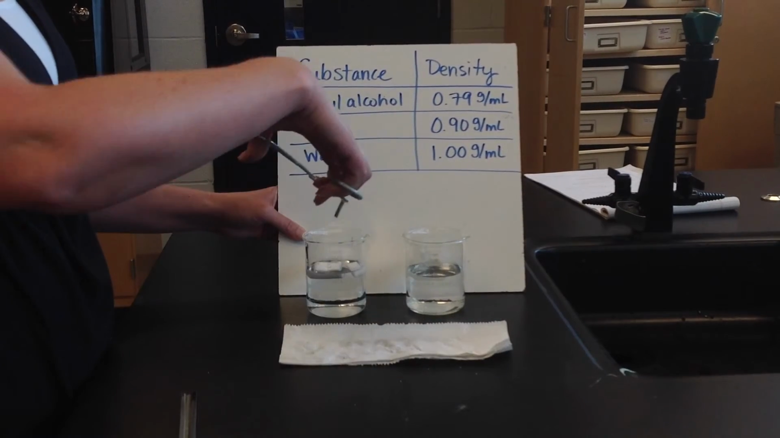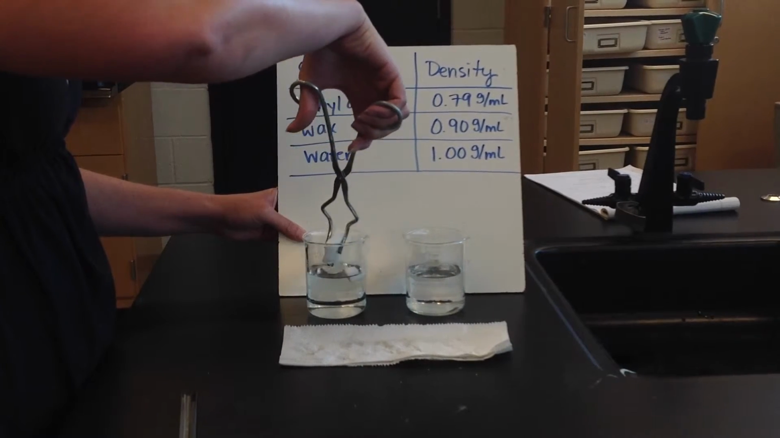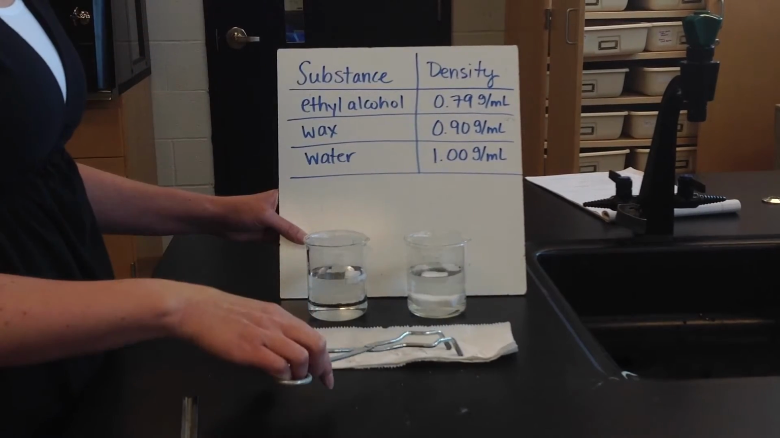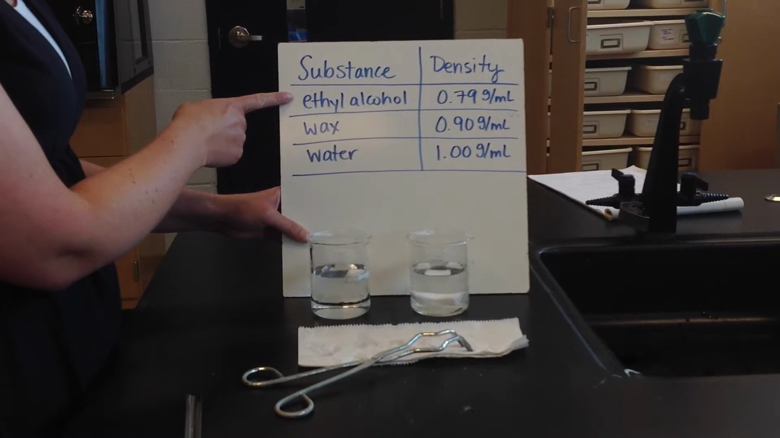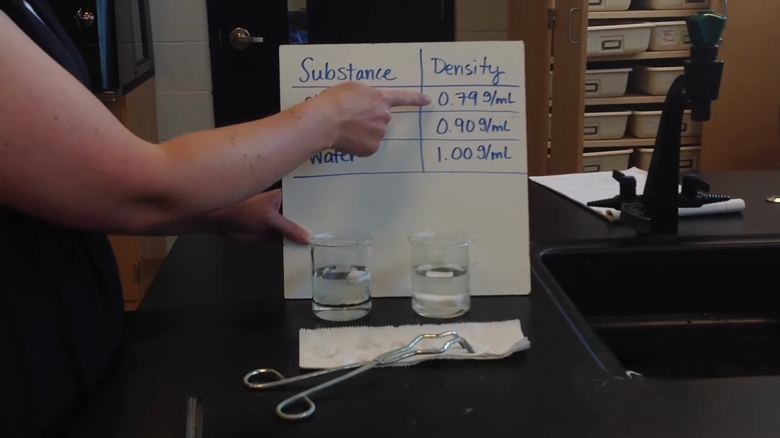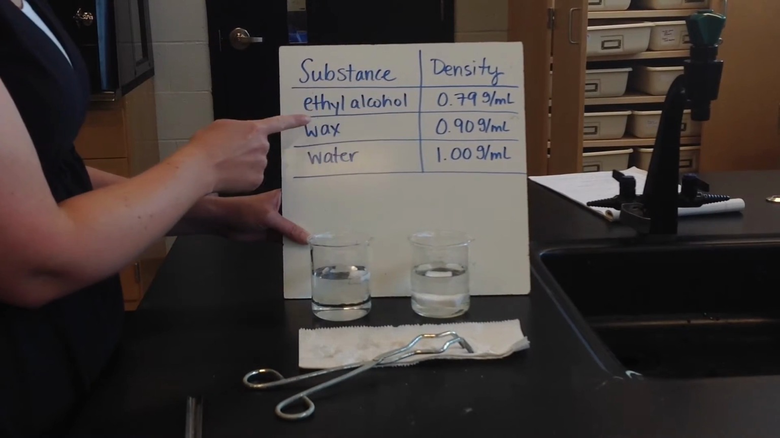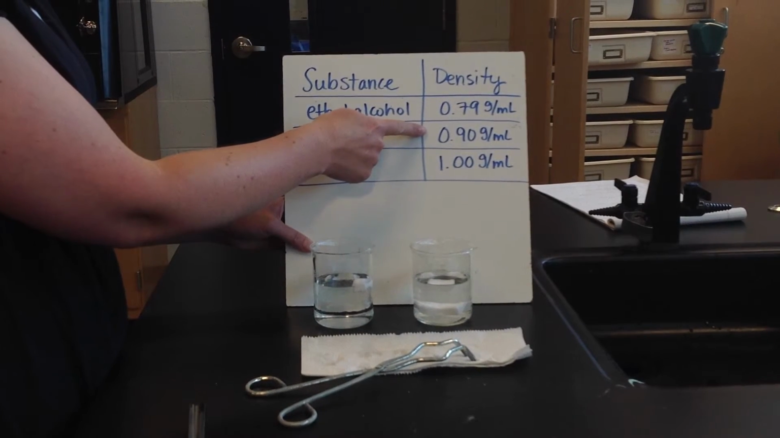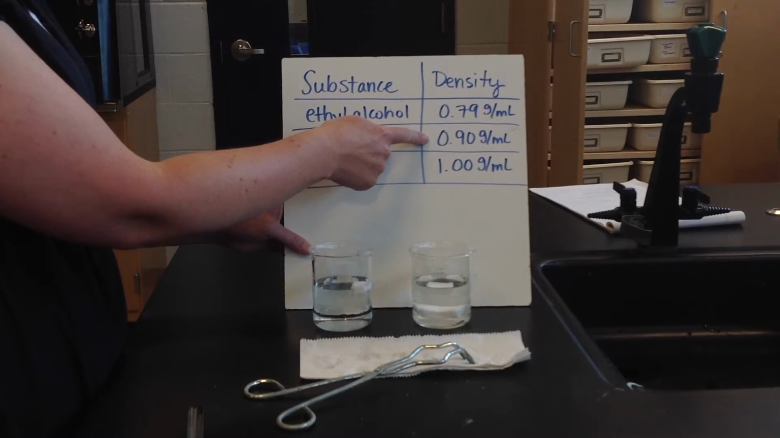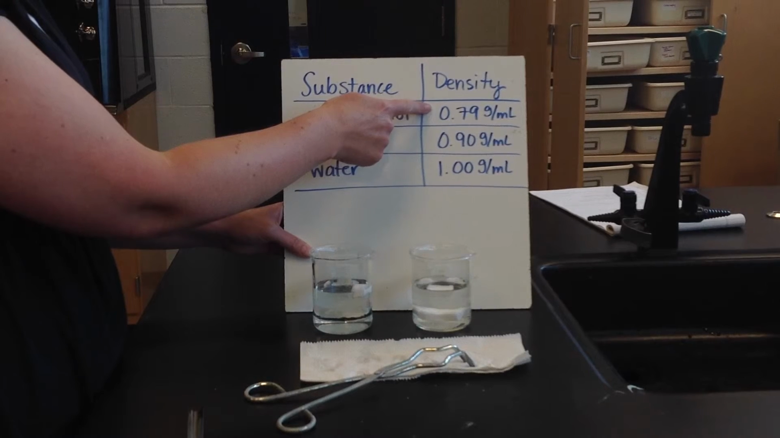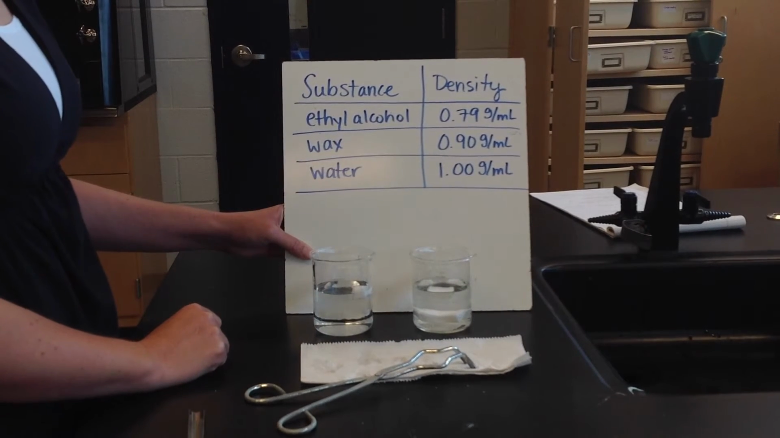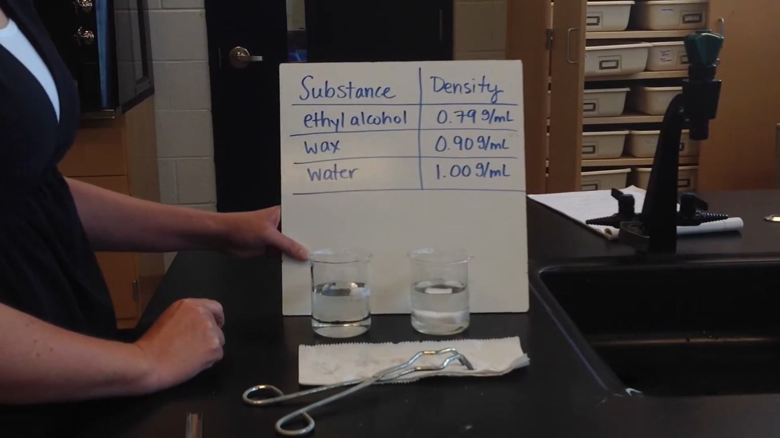Then if you go back to our ethyl alcohol, just going to be one piece over, we'll get sinking. That's because the ethyl alcohol has a density of 0.79 grams per milliliter, whereas our wax has a density of 0.9 grams per milliliter. So since the density of the wax is greater than the ethyl alcohol, the wax is going to sink in this liquid.